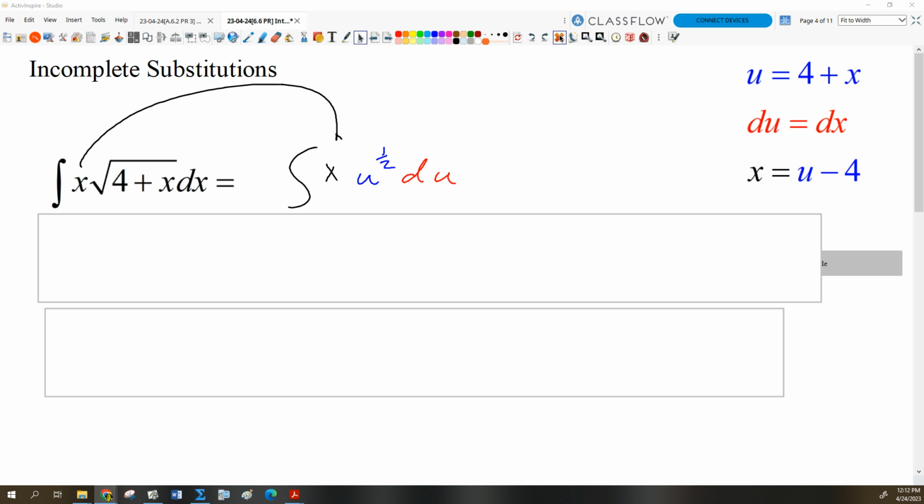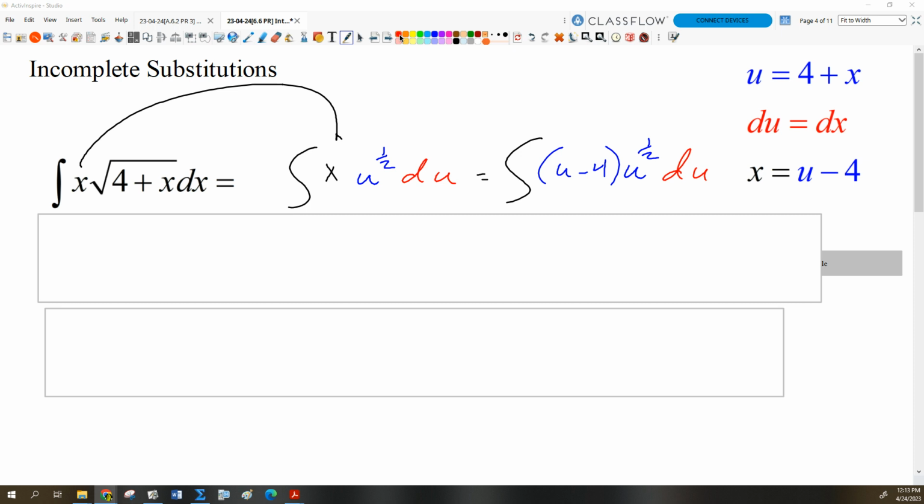So now we can make that substitution, and look what happens. We get the integral of the quantity u minus 4 times u to the 1/2 du. And you might be asking yourself, what did that accomplish? We still end up with a product of two things, but I would argue that this is a way better product to deal with than that was. You see why?